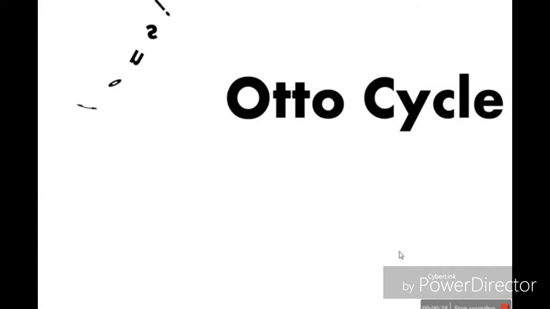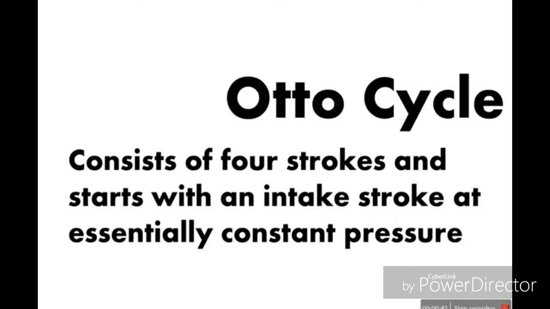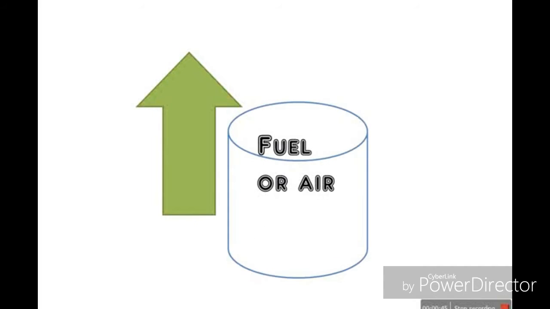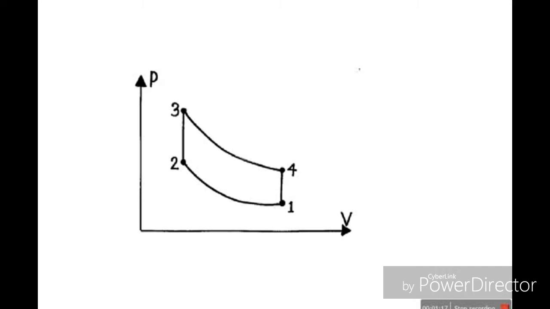The Otto cycle consists of 4 strokes and starts with an intake stroke at essentially constant pressure, during which a piston moving outward draws a fuel or air mixture into a cylinder. This is represented by this figure. During the second stroke, all valves are closed and the fuel or air mixture is compressed approximately adiabatically along line segment 1 to 2. The mixture is then ignited, and combustion occurs so rapidly that the volume remains nearly constant while the pressure rises along the line segment 2 to 3.